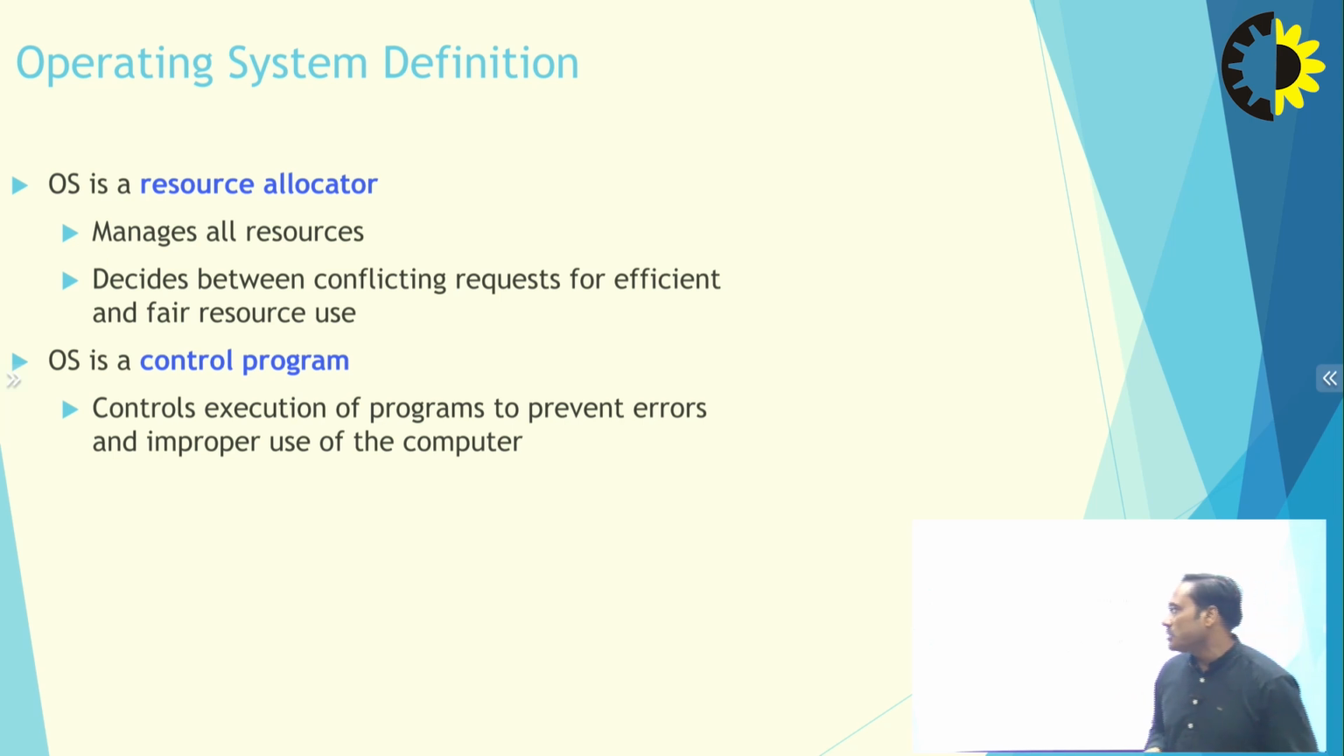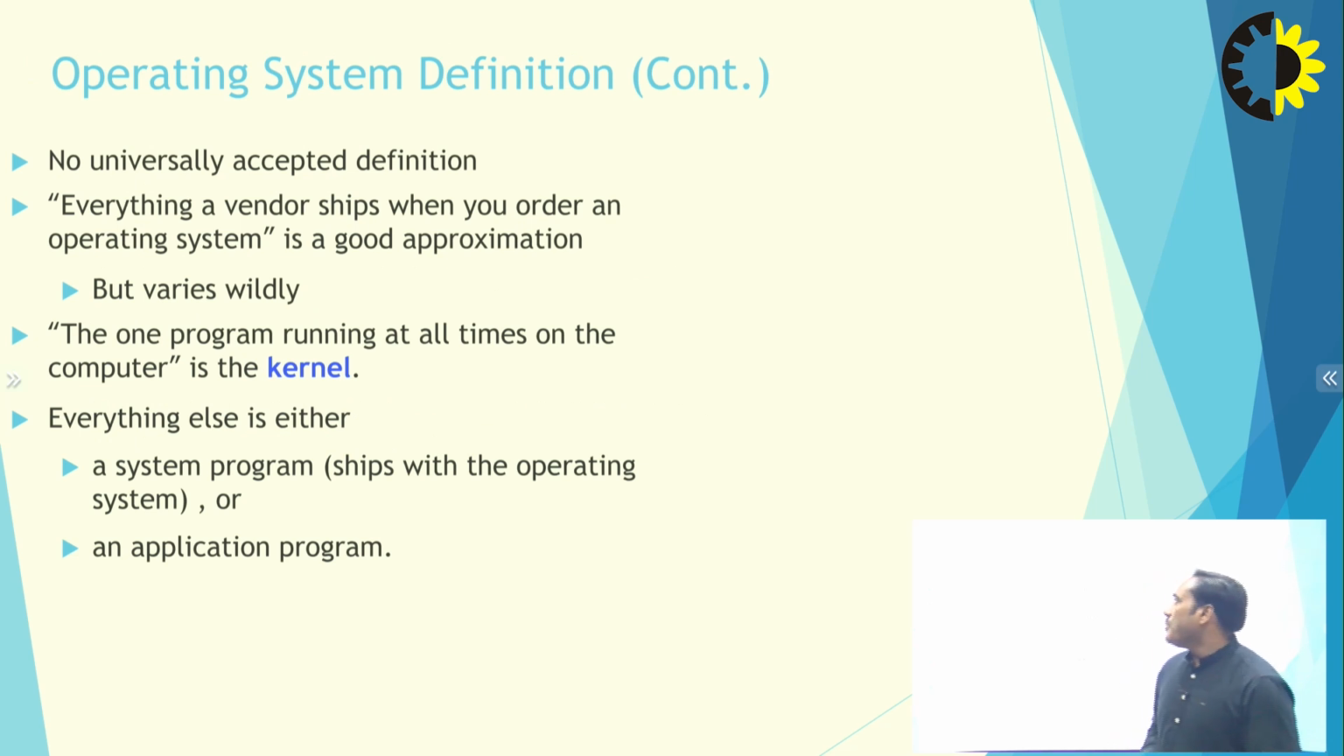The operating system is also a control program. It manages all the programs in a controlled manner. It controls the execution of programs to prevent errors and improper use of the computer. These are the definitions of the OS.